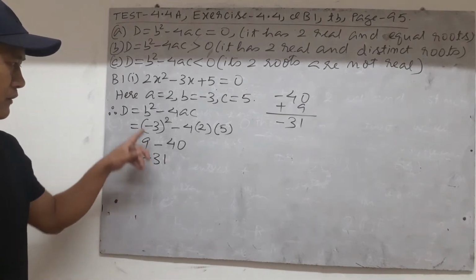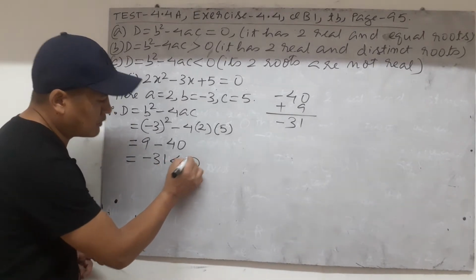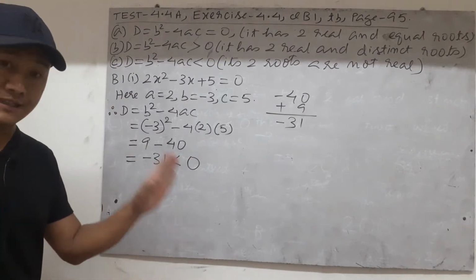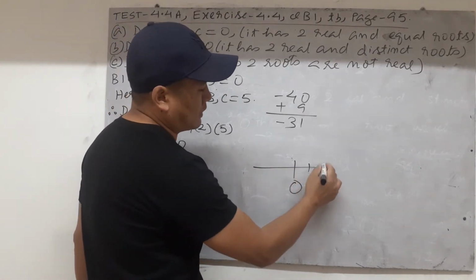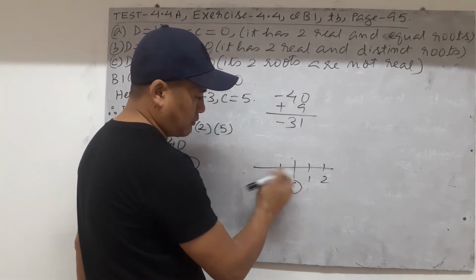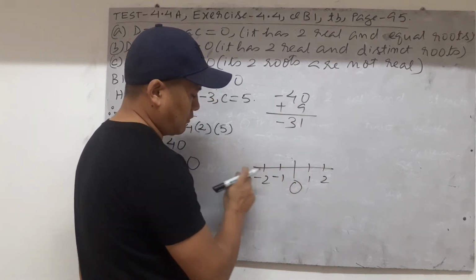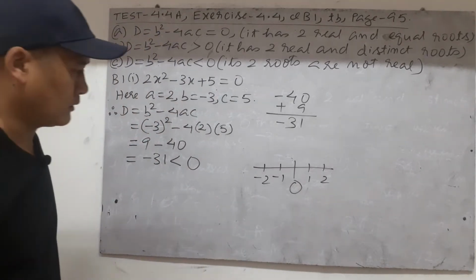This minus 31, the value of b squared minus 4ac, is definitely less than 0. Any negative number is less than 0. On your integer line, 0 is the middle. On the right side are plus 1, plus 2, plus 3, all greater than 0. On the left are smaller than 0, minus 1, minus 2. So minus 31 would be on the left. So it's smaller than 0, right?